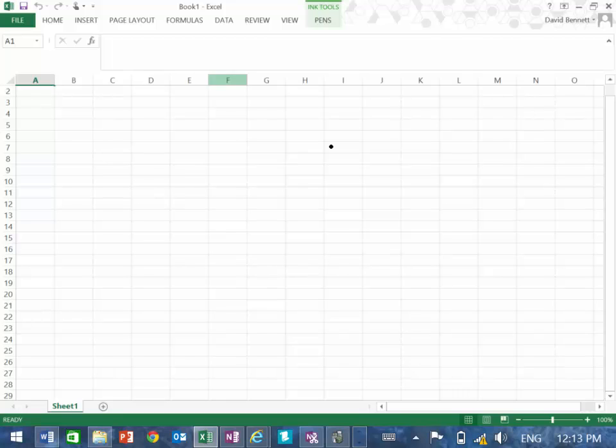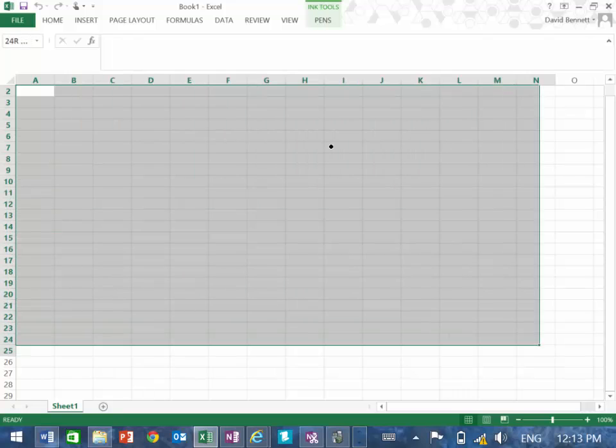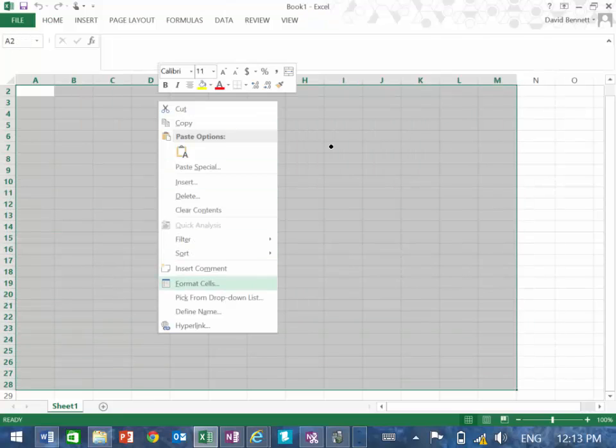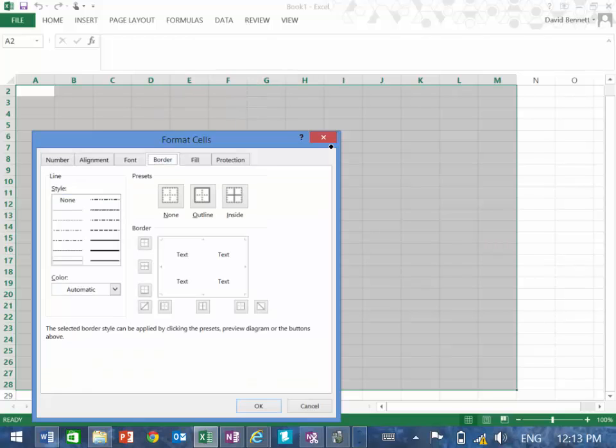So with Excel, this is a bit hard to see. I might put grids around these so you can actually see the grids. Format cells, put borders around them, just so you can see the grids.